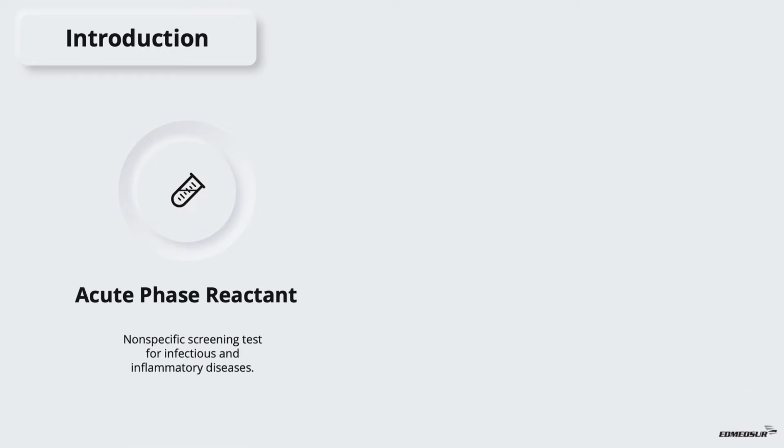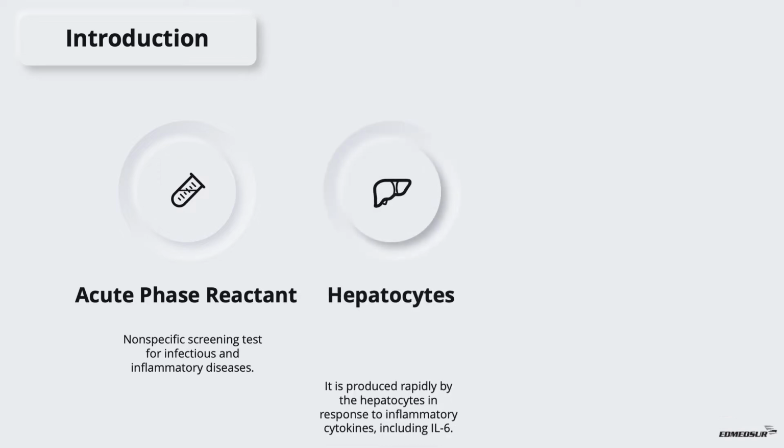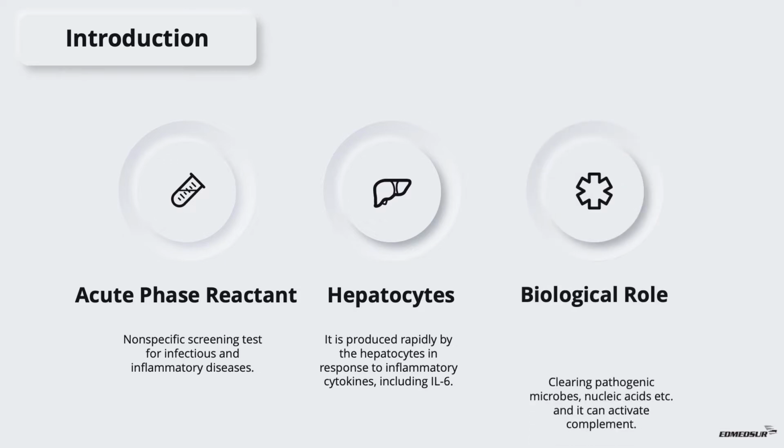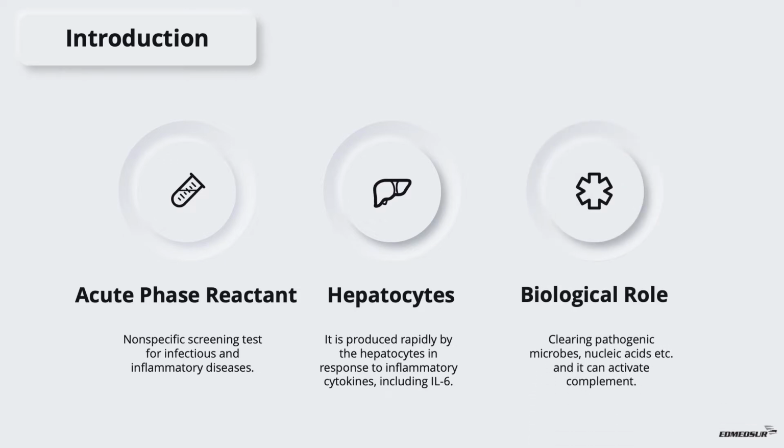Introduction. CRP is an acute phase reactant that is used as a non-specific screening test for infectious and inflammatory diseases. It is produced rapidly by the hepatocytes in response to inflammatory cytokines, including IL-6. CRP has a biological role in clearing pathogenic microbes, nucleic acids, and other substances from the circulation, and it can activate complement.